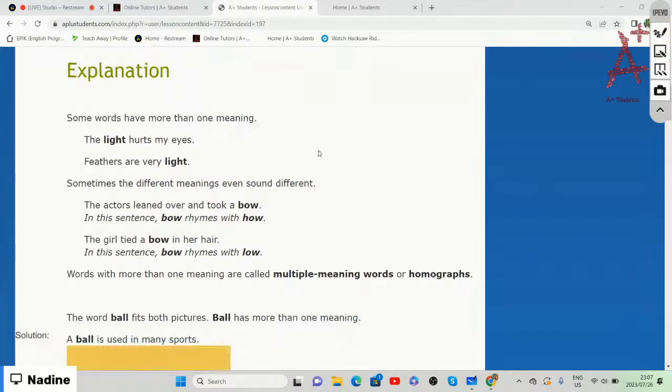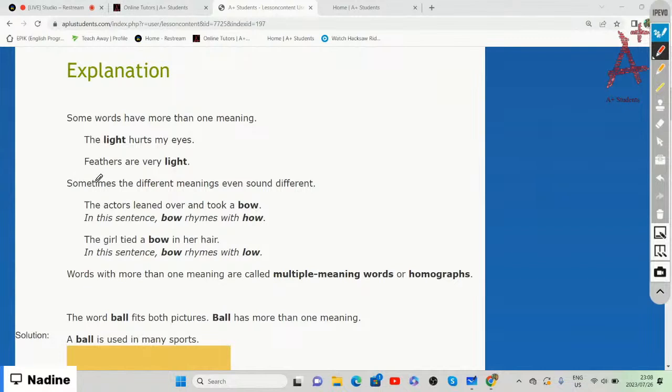All right. Then also, sometimes the different meanings even sound different, right? As much as you'll find most words that are spelled the same and sound the same but the meanings are different, you also find words that are spelled the same, but the sounds are different. For example, look at this word. I'm going to read the two sentences and then also see how it rhymes with other words.